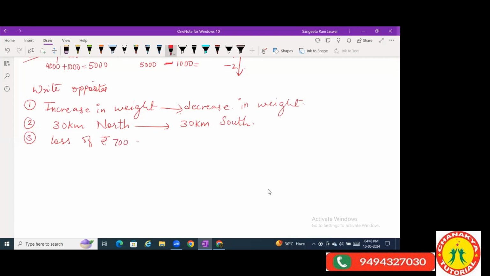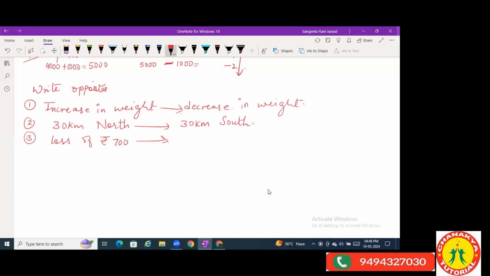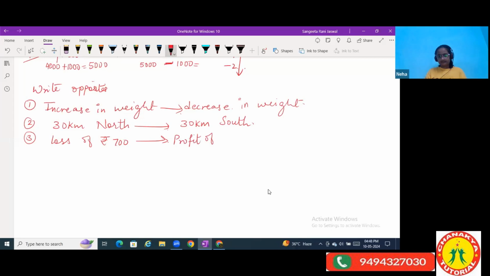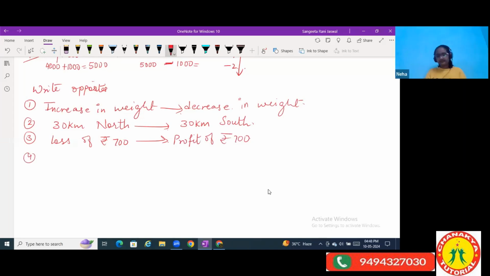Now I'm saying, if I say loss of rupees 700, what will be the opposite? Profit. Ma'am, profit of 700 rupees. Very good. Okay, we'll answer one by one. I will ask each one of you. Profit of rupees 700. Okay, let's take some more.